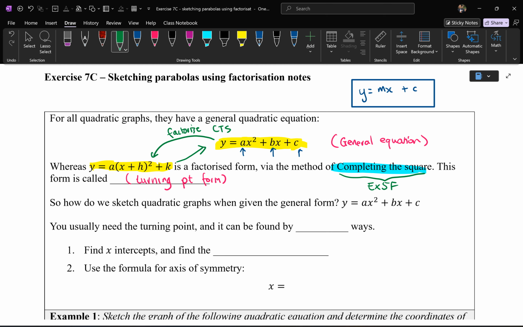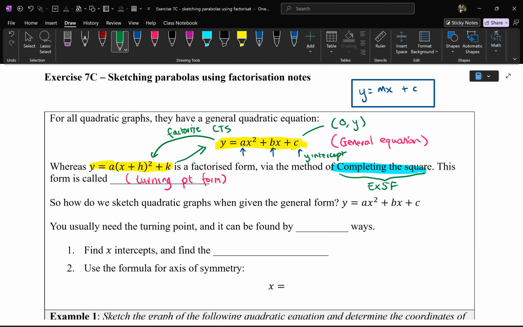The turning point form is best for sketching because you can actually read the graph: up, down, left, right, thin, wide. Hence it's called turning point form, because you can determine the turning point. Whereas the general form, what is beneficial? You can tell what the y-intercept is, because the y-intercept occurs when the x-coordinate is 0, and if you substitute x equals 0 into the equation, these two terms will cancel out, and you end up with c. That's why c is known as the y-intercept for the general form.